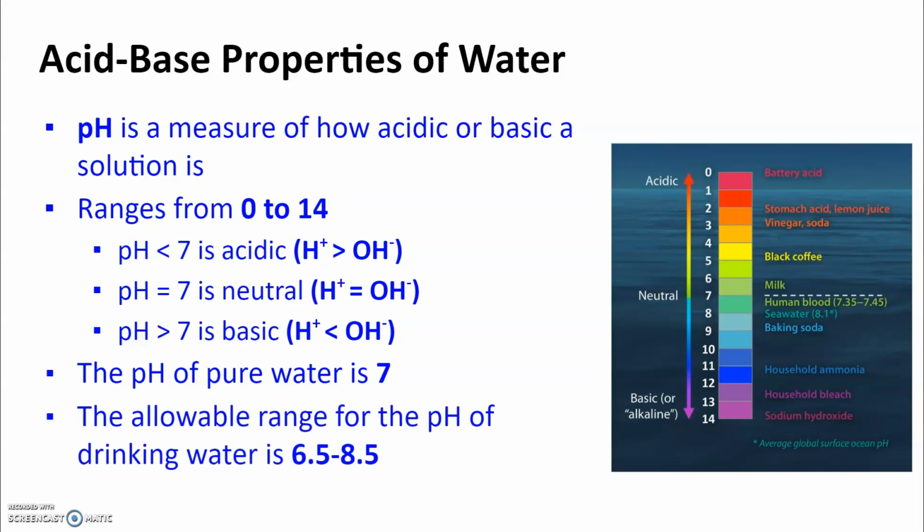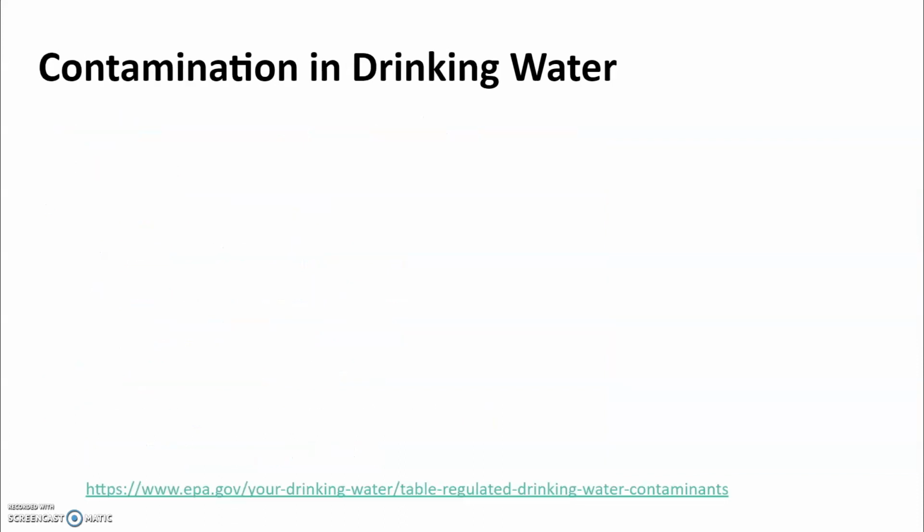And the acceptable drinking range for water is between 6.5 and 8.5. It's okay if your water is a little bit acidic. It's okay if it's a little bit basic, but you don't really want to stray too far outside of that range. It can start to freak your body out a little bit, which is typically a good thing to avoid. Don't freak out your body.